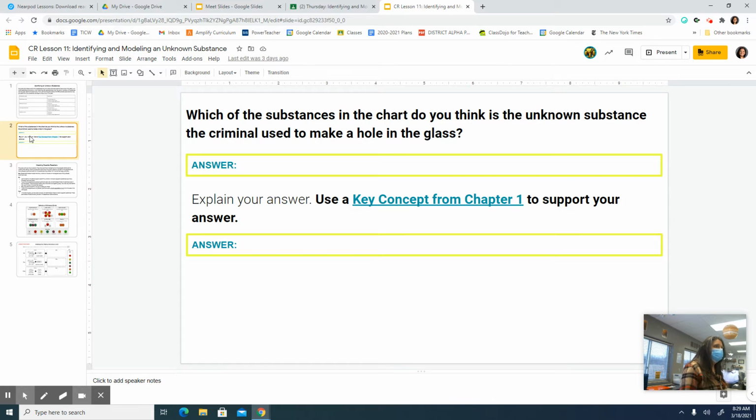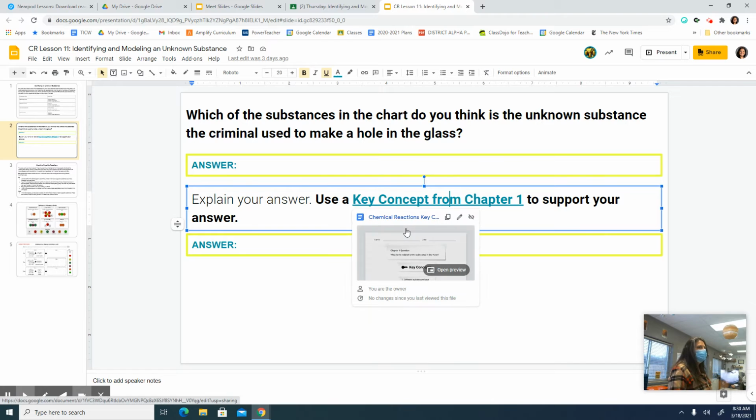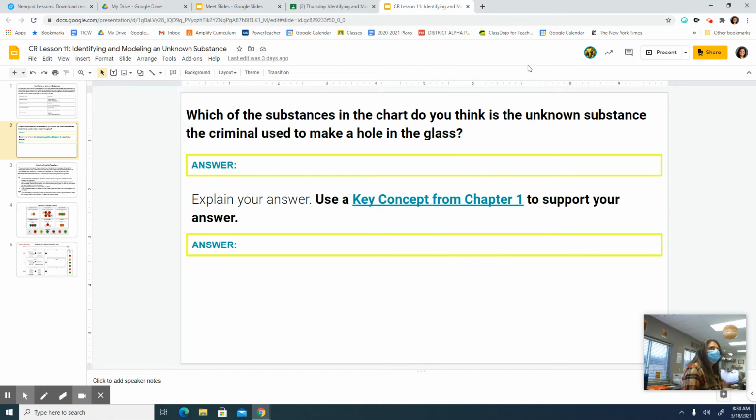So on here, you're going to type your answer and then explain and use a key concept from chapter 1 to support your answer. This is a link that will take you to the key concepts if you need that, or they're right on the backboard, or I just said it. It's not letting me do it because I'm on Google.